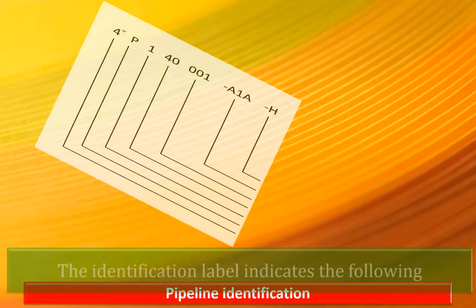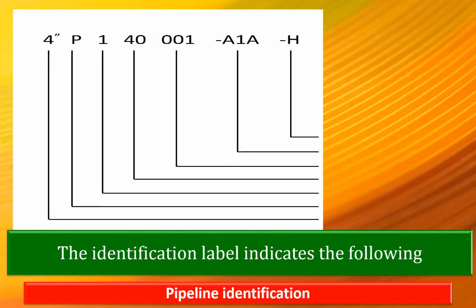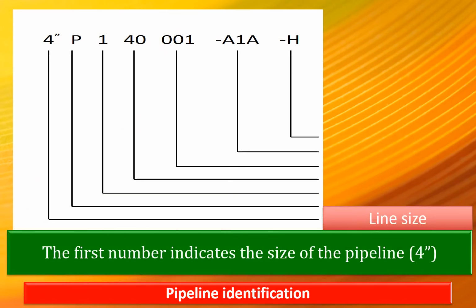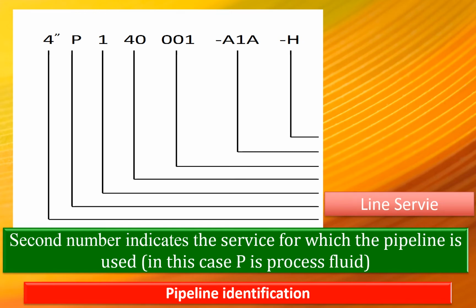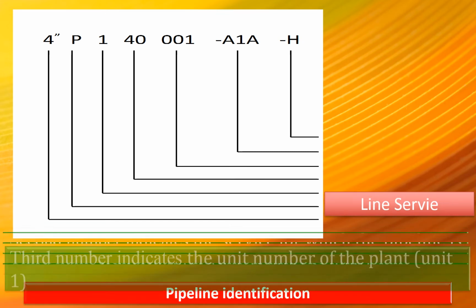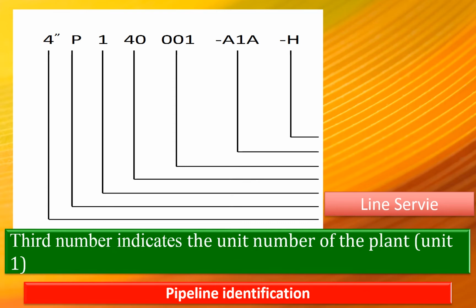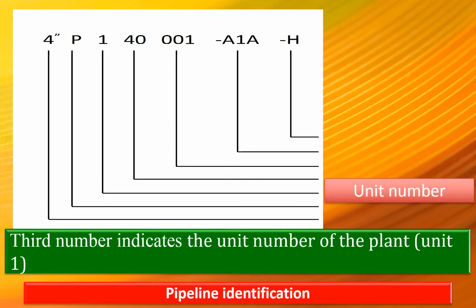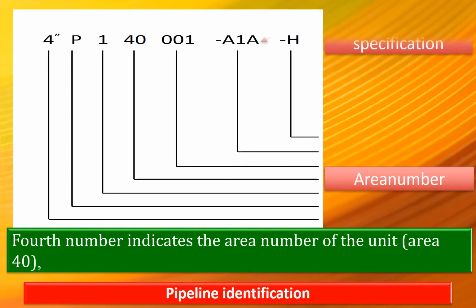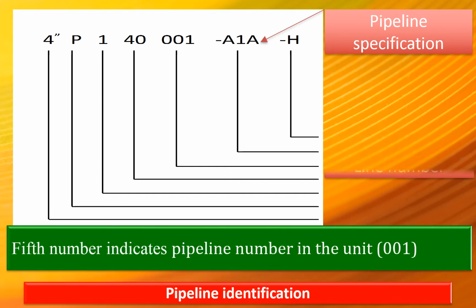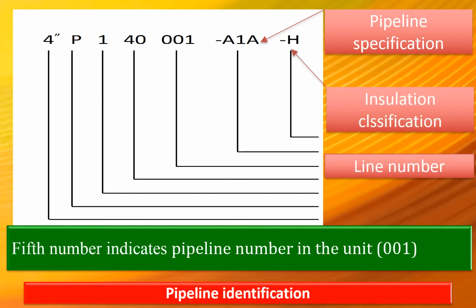The identification label indicates the following. The first number indicates the size of the pipeline, 4 inches. The second term indicates the service for which the pipeline is used. In this case, P is for the process fluid. The third number indicates the unit number of the plant, in this case, unit 1. The fourth number indicates the area number of the unit, in this case, area 40. The fifth number indicates the pipeline number in the unit, in this case 001.